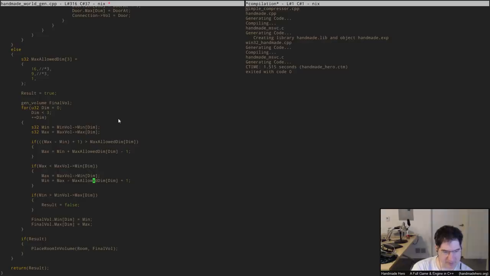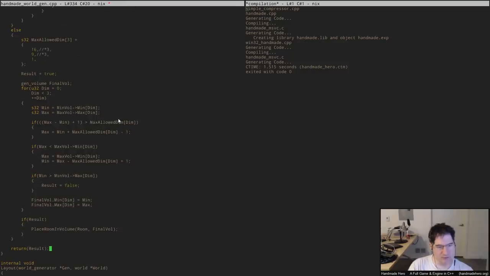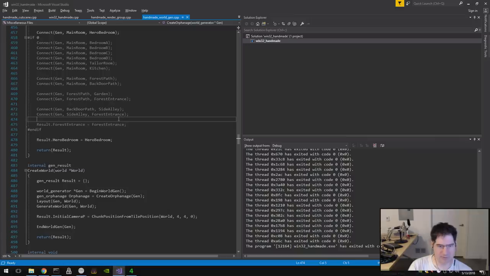Again, that seems fine. Then we look to see, okay, if the min volume is greater than whatever its maximum was allowed to be, then we can't actually fill it. And then we go ahead and do a place room. So yeah, I don't know. I don't see a lot of error there, but then again, you never do, do you?